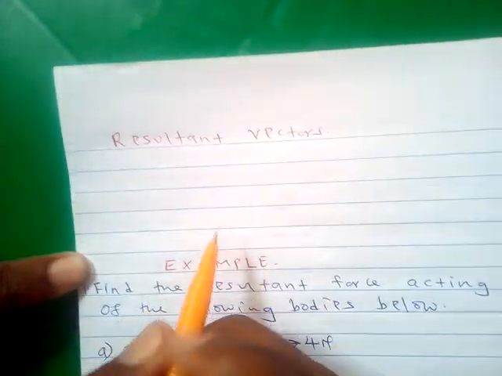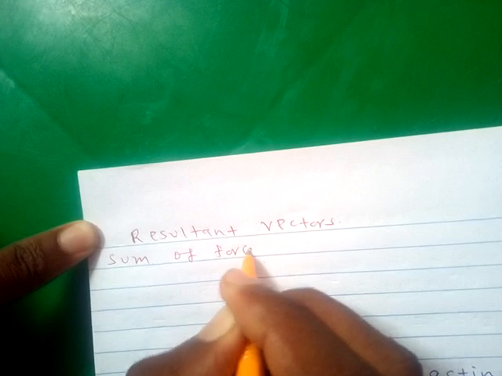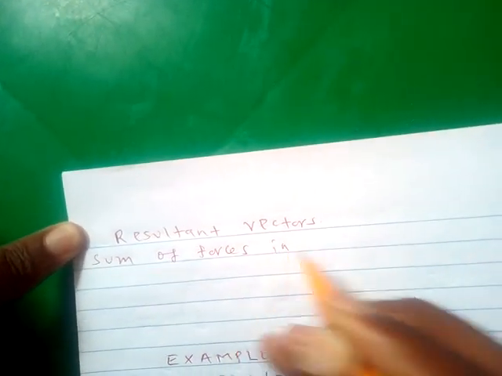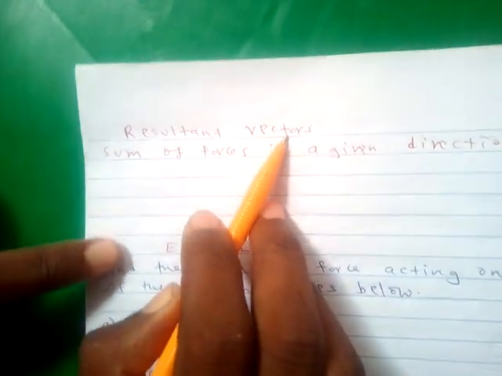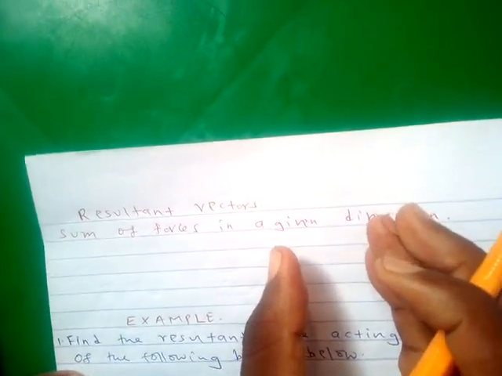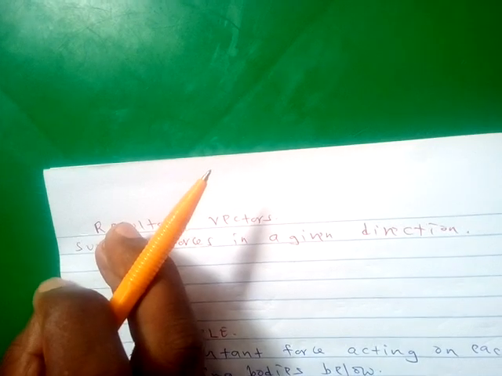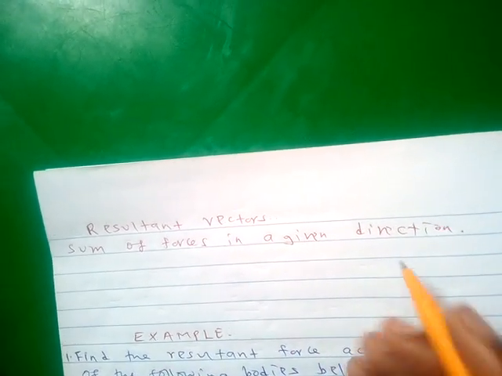So you can also look at what we call the resultant force. Now remember, resultant force is the sum of forces in a given direction. That is, if you want to find the resultant vector, we will take the sum of the vectors on the right hand side, then the sum of the vectors on the left hand side, then we sum them, of course putting into consideration the aspect of direction.